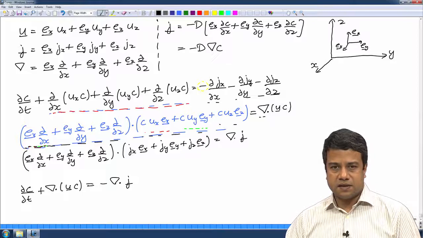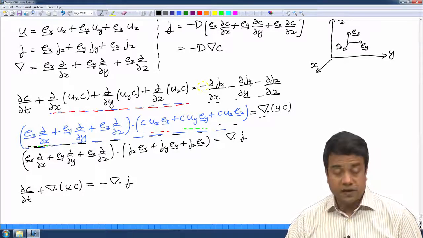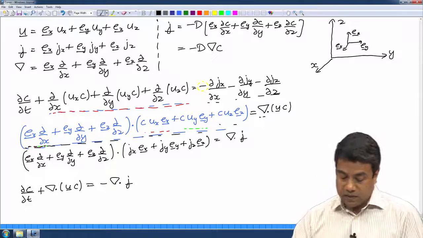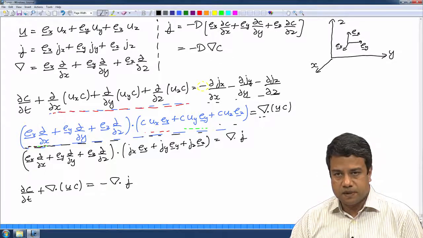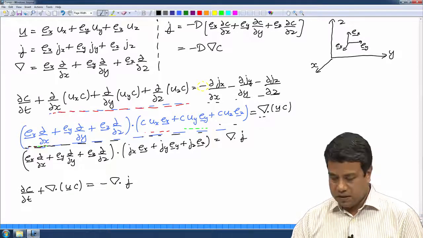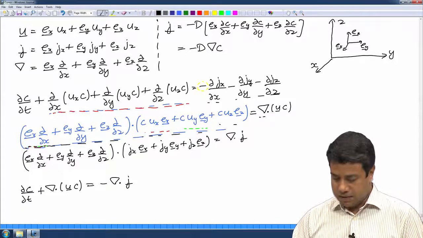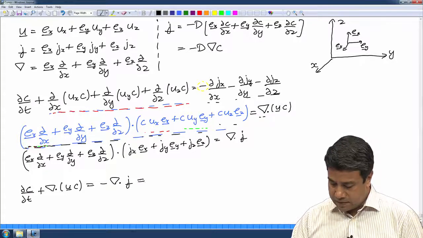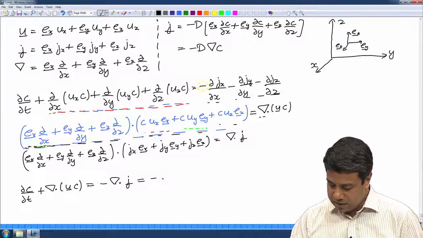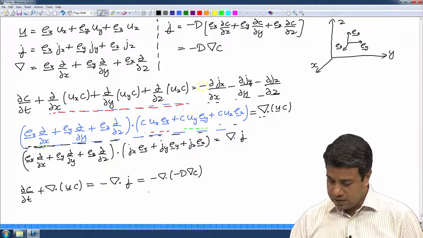And as you can see, this is an extremely compact form of writing the same equation, provided that I define the del dot operator as Ex d by dx plus Ey d by dy plus Ez d by dz. Okay. And then I have j is minus d grad c. So, if I substitute this, I will get minus del dot minus d grad c.